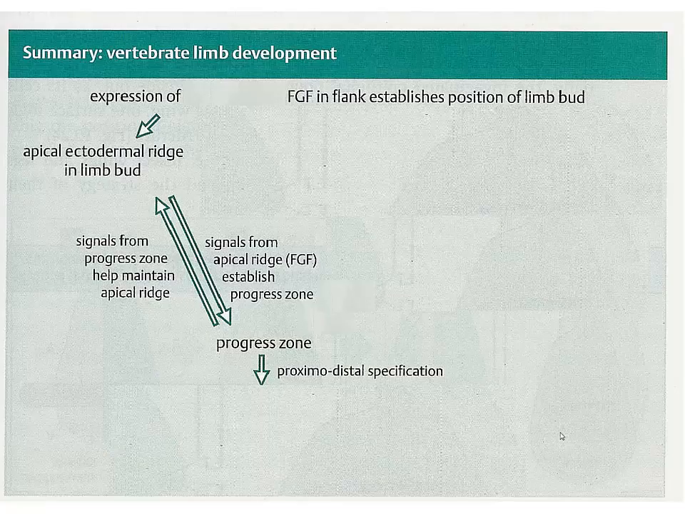So in a flow chart, we're going to see that we have the apical ectodermal ridge, we have the progress zone, and we can see the FGF signals establish the progress zone, maintain it. Signals that we're not completely aware of also help maintain the apical ectodermal ridge, and that's going to be critical for our proximo-distal pattern formation.